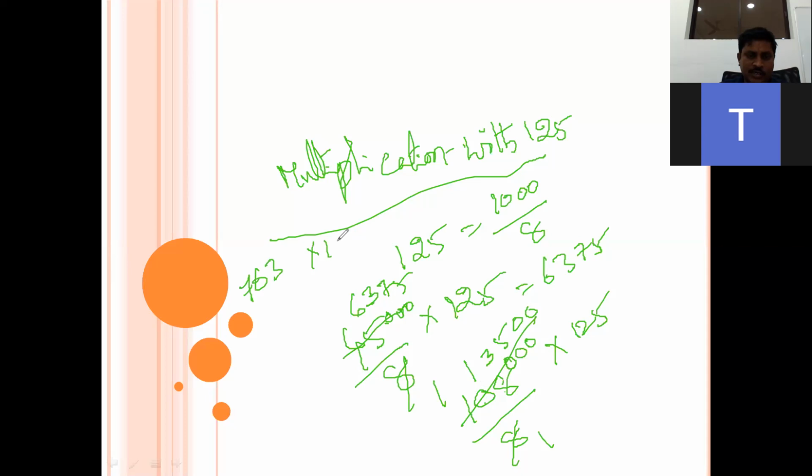763 into 125. Write 3 zeros and divide with 8. 8 1 ja, 8 9 ja 72. Carry 4, 43. 8 5 ja 40. Carry 3, 30. 30 means 8 3 ja 24. Carry 6, 60. 8 7 ja 56. Carry 4, 40. 8 5 ja. 95375 is the multiplication of these numbers.